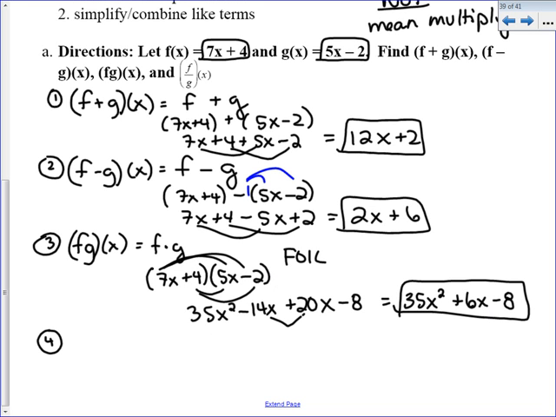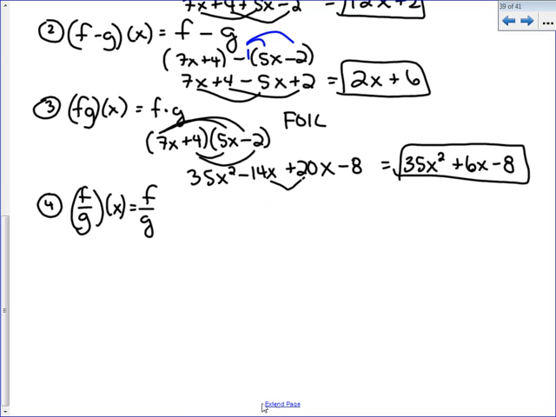And the only one we haven't looked at so far in terms of this class is f divided by g of x, which again, think about it just as f divided by g. Pull this up a little bit. And this is the easiest one, right? F of x, which is 7x plus 4 over 5x minus 2, is a fraction. Fraction shows division. Trust me that you can't simplify that, and we're done.